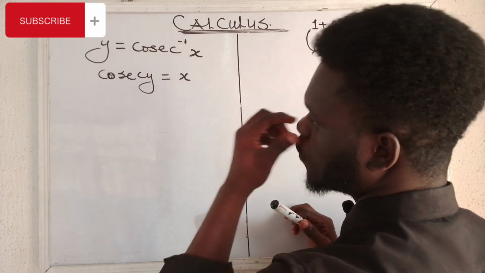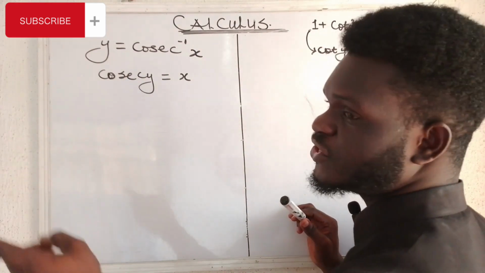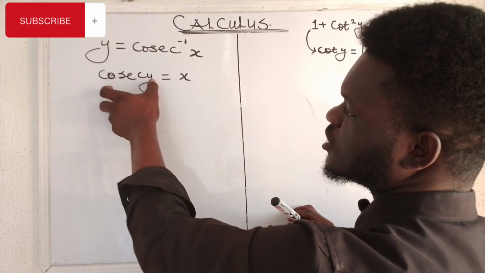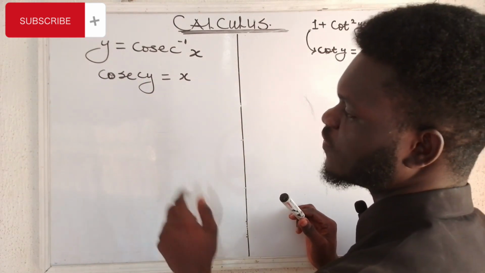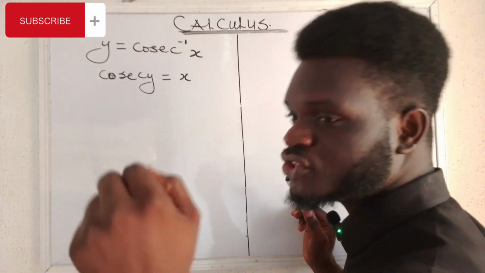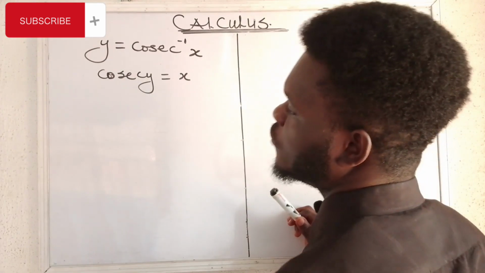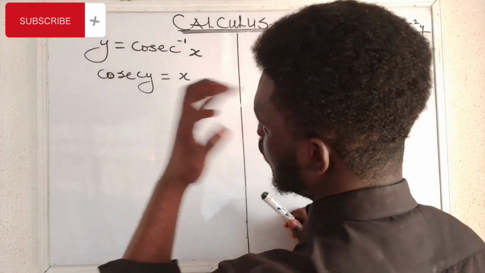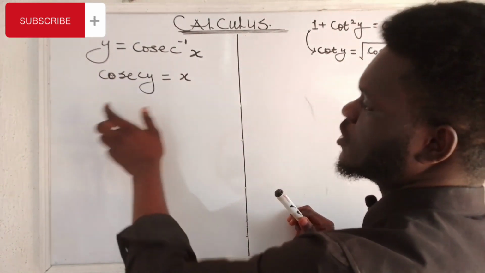From here, you can now differentiate implicitly. Check on my video if you are not familiar or you don't know how to differentiate cosecant of x. Go and look for how to find the derivative of that. I've already explained that in one of my videos. Check on this channel, and you will see a video that I created specifically for finding the derivative of cosecant. Once you are done with that video, come back here and you're going to understand what I'm going to do.